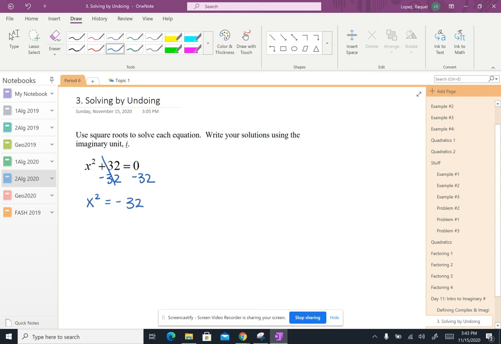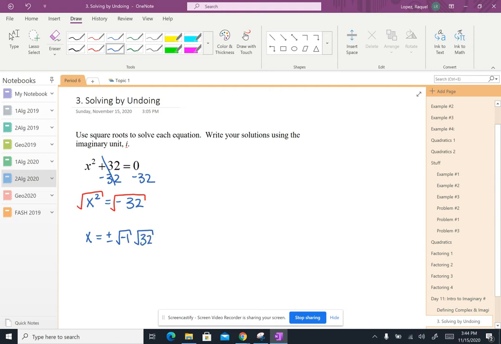Okay, so now I'm left in a familiar position. To undo a power of 2, I need to take the square root of both sides. So I'm going to take the square root of the left and the square root of the right. Then I see that I've got the square root of negative 32, and I can break that apart. So I've got x equals, and let's not forget the plus or minus component because we've got two solutions, the square root of negative 1 times the square root of 32.